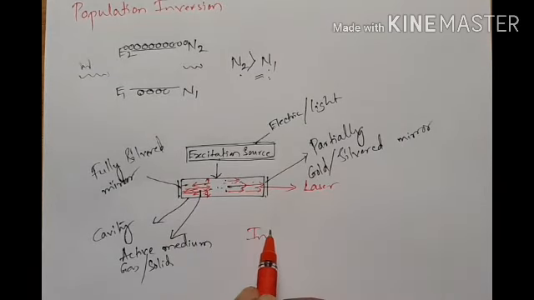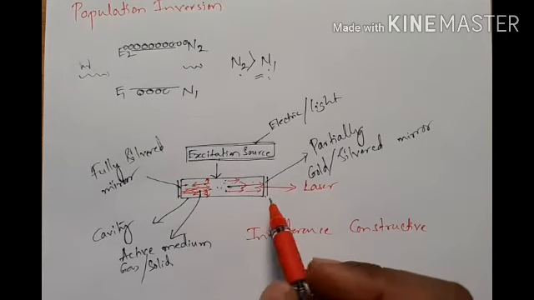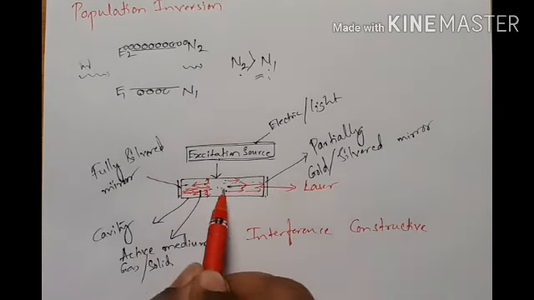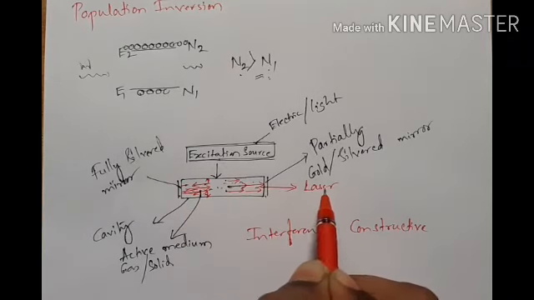Okay, what is happening here? There is interference happening. So this is constructive interference. The constructive interference between these horizontal rays will emit out of the cavity, and we will get the laser.